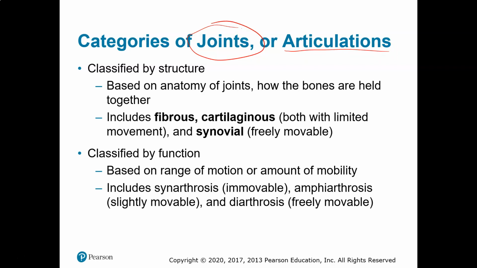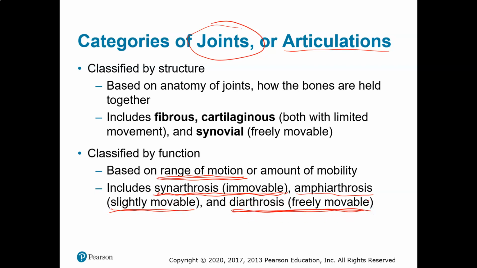Joints can be classified by their structure, their anatomy, and also by their function, like the range of motion. The range of motion is the easiest one to remember and to explain, so I'll go over that first. A synarthrosis joint is an immovable joint. Immovable means the bones are connected and they do not move at all. An amphiarthrosis is a slightly movable joint. And then our freely movable joints are diarthroses.